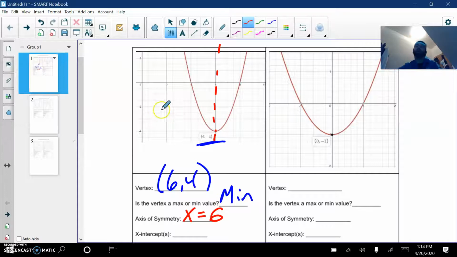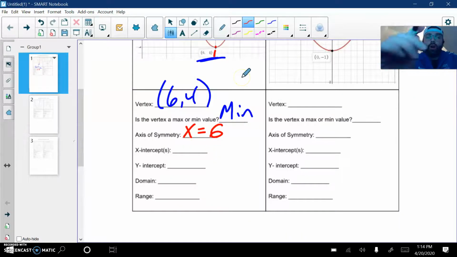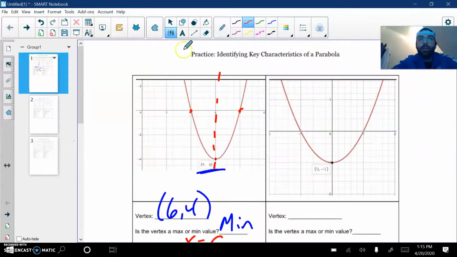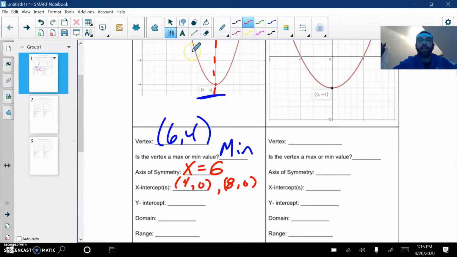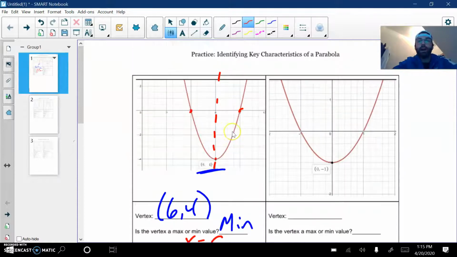X-intercept or intercepts. In this case, we have 2. They're pretty nicely marked here for you. Hopefully you can see that. That's 4 and that's 8. So always remember, write your x-intercepts as ordered pairs. (4, 0) and (8, 0). Okay. Y-intercept. The y-intercept is off the graph, so I can't really see it. So I'm going to write N/A for this one.